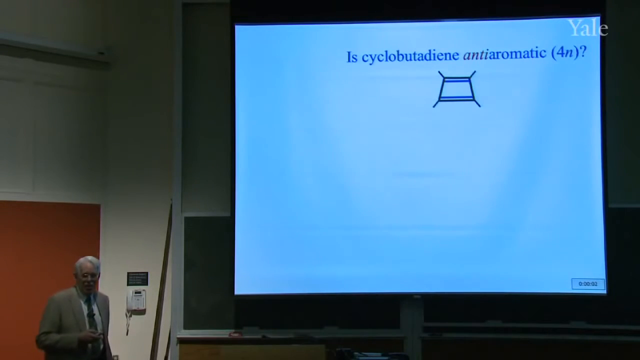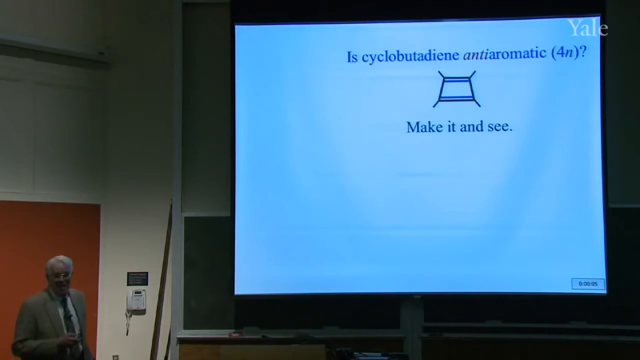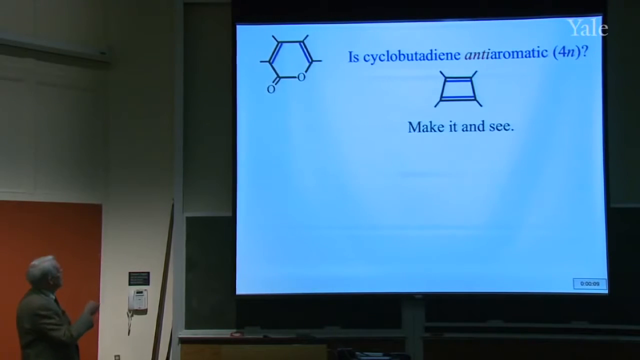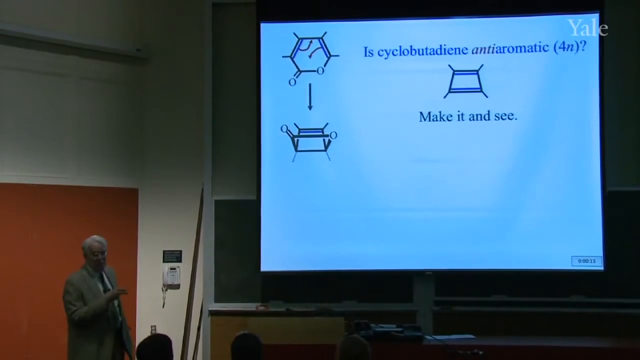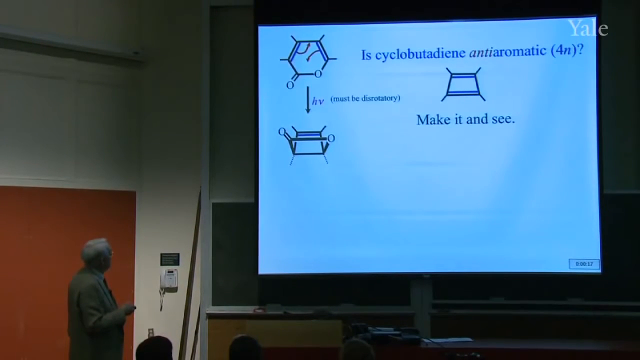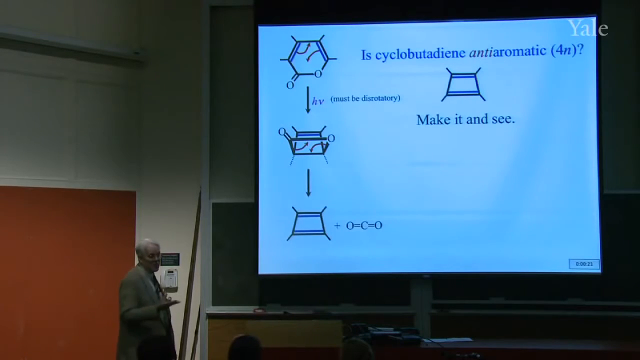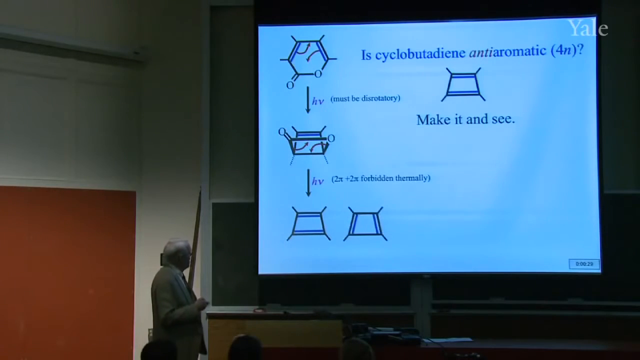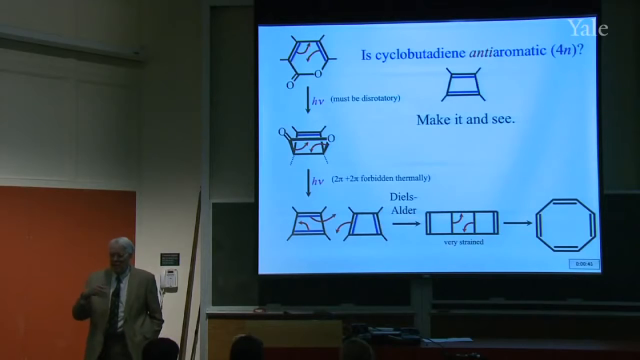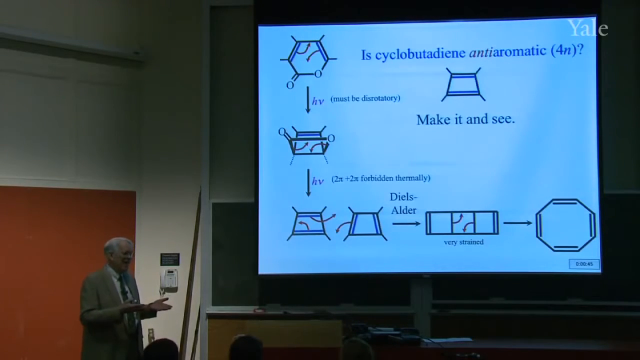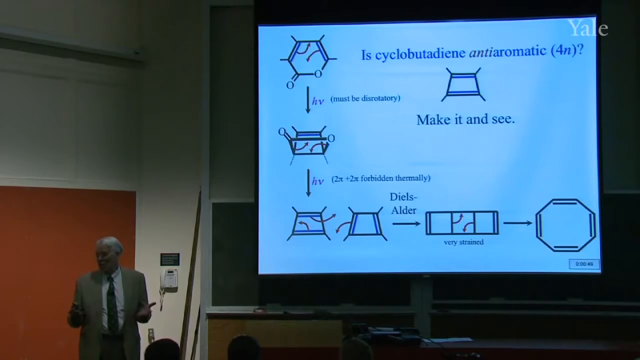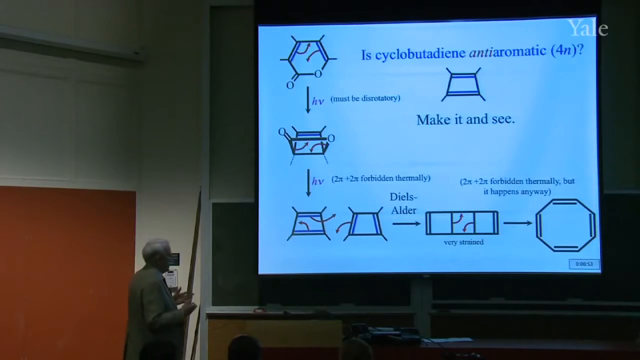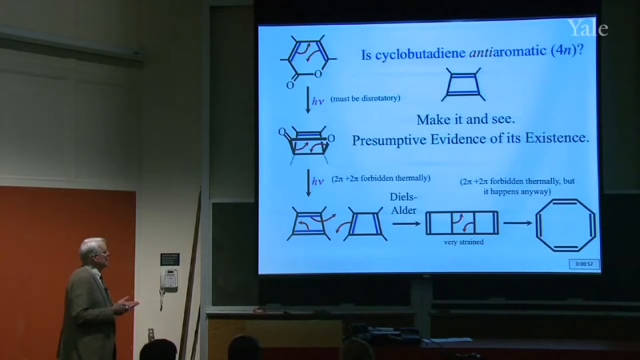Okay, so we talked about cyclobutadiene. Is it anti-aromatic? Make it and see what its properties are. You can make it by this: shine light on it, it closes up in a disrotatory process, and then with light, it loses CO2 and you get it. So study its properties. The problem is that it undergoes a really quick reaction with itself, a Diels-Alder reaction, which gives this. And then that opens up, because it's very strained, of course, and gives cyclooctatetraene. So you get cyclooctatetraene, which is sort of evidence that you had cyclobutadiene, but it's not like knowing its properties. The problem is that it reacts with itself, so it's presumptive evidence of existence.